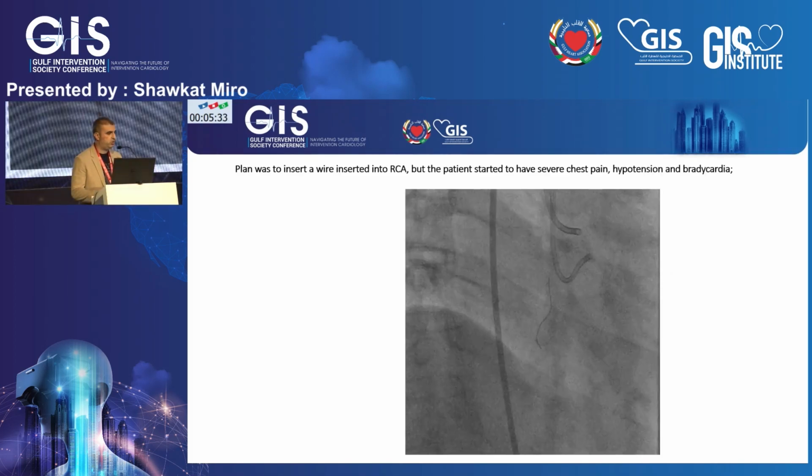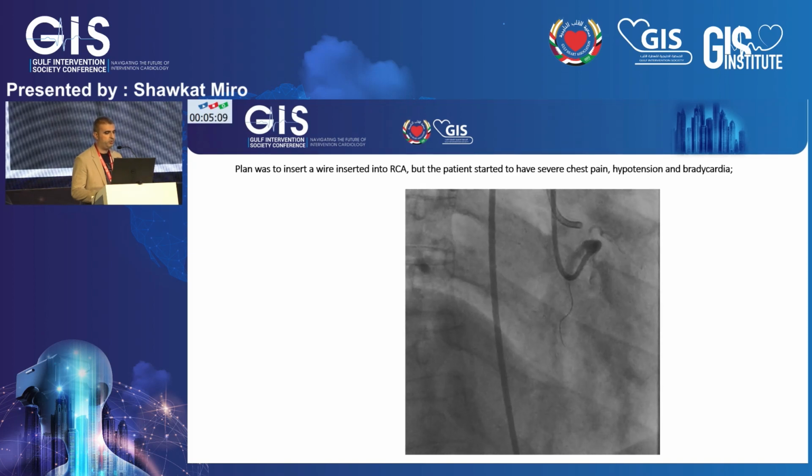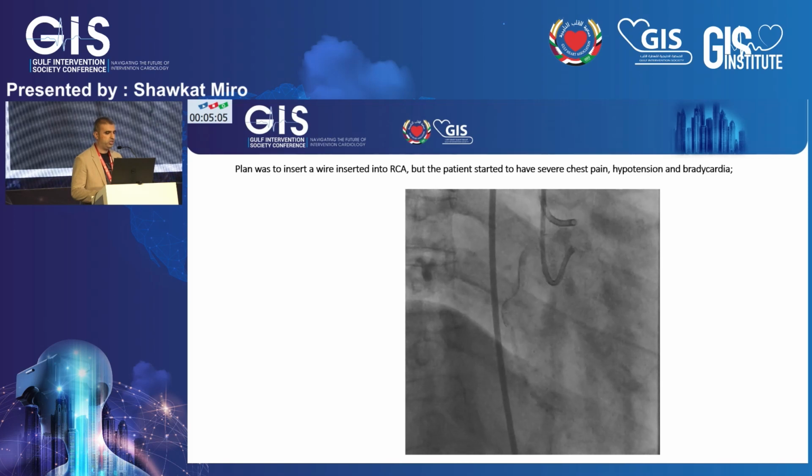So I started to insert a polymeric wire in the RCA, and the patient started to develop severe chest pain, hypotension, and bradycardia. And we always say that when we go for a CTO, you should be very well prepared and study the angiography very well. We started with just insertion of the wire, and the patient really got severe chest pain and hypotension. This is fluoroscopy, and we gave a small injection.